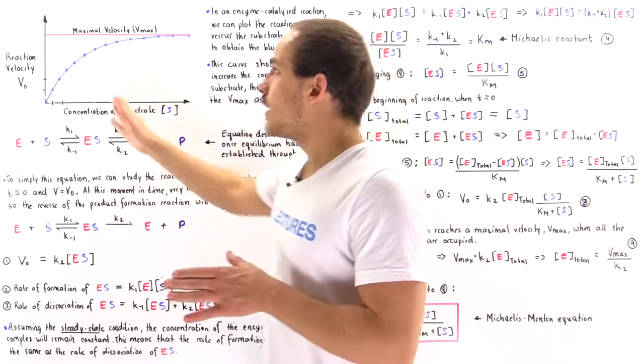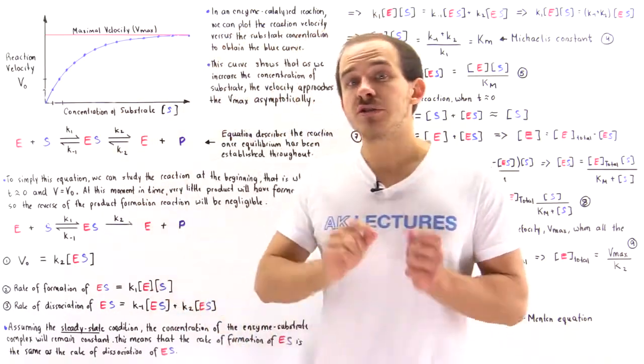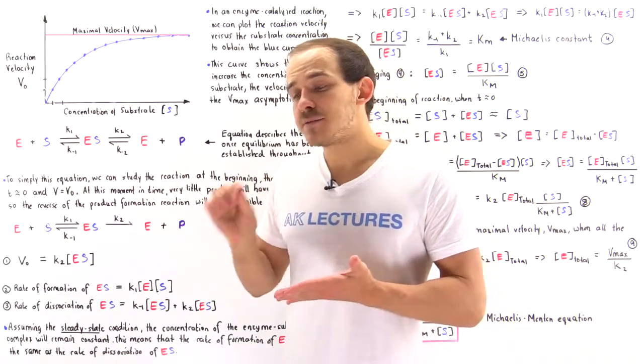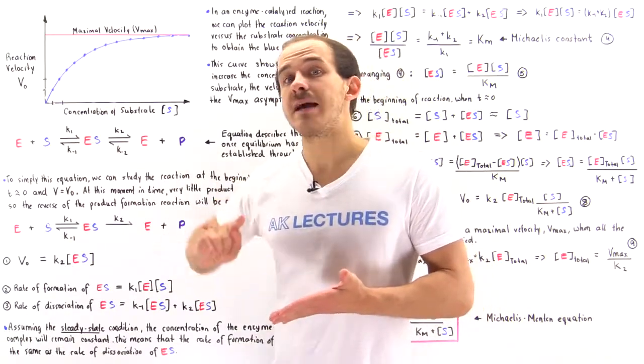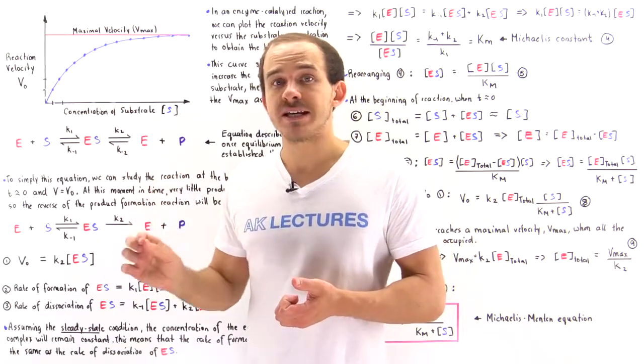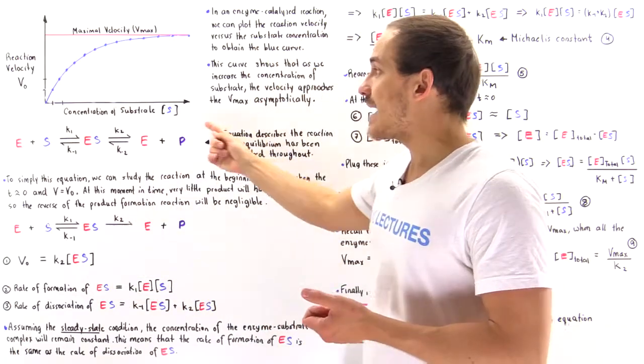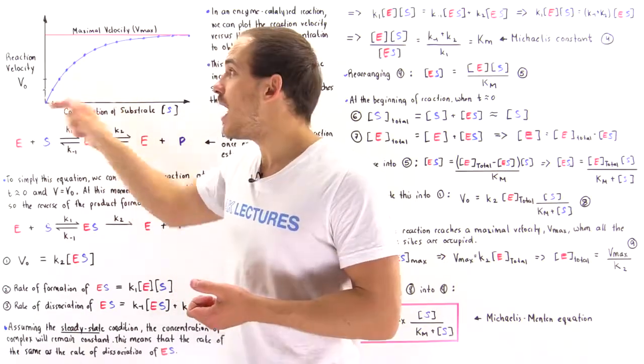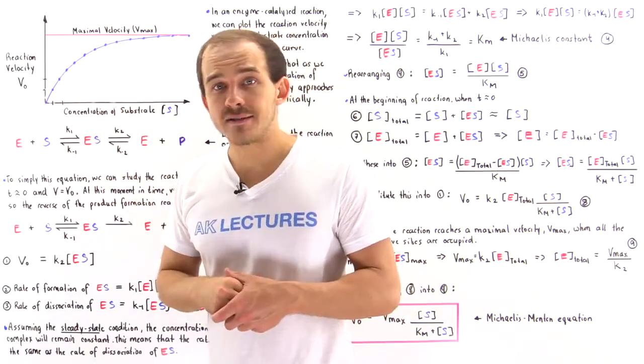Now, on the curve, the y-axis is the reaction velocity V0 of that particular enzyme. And that's basically the rate at which the enzyme catalyzes its particular substrate. And the x-axis is the concentration of the substrate S that binds onto the active site of the enzyme.